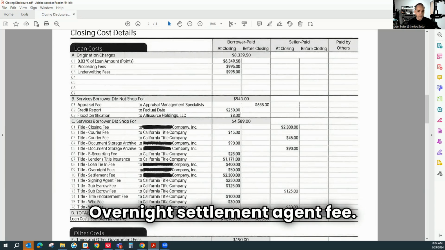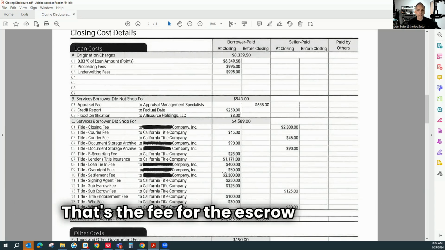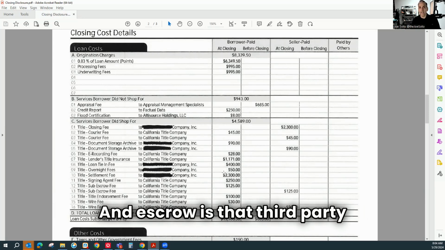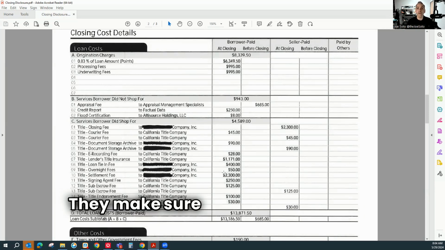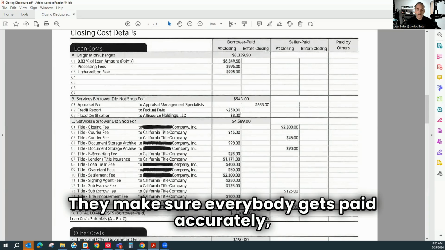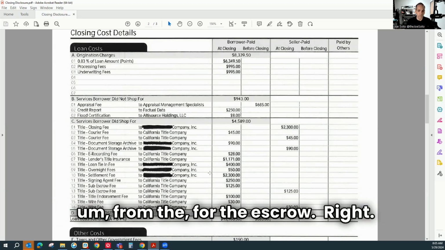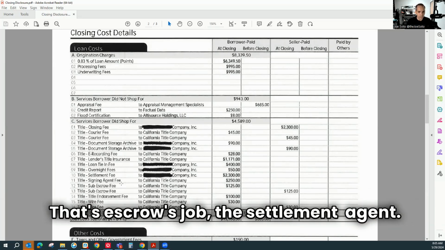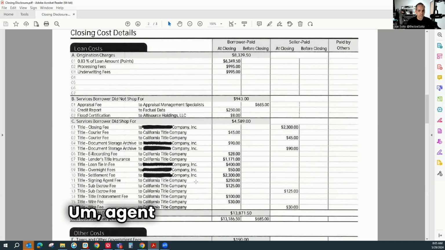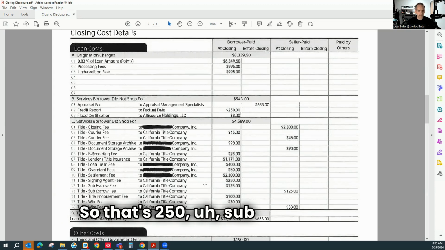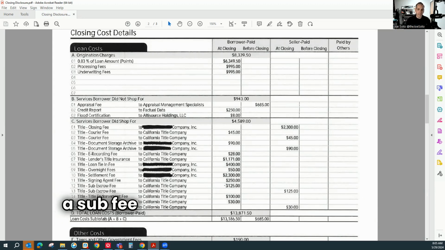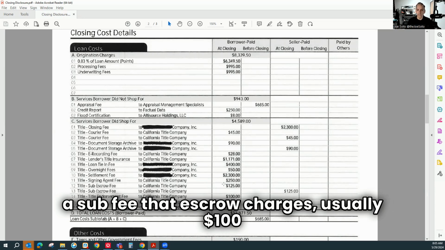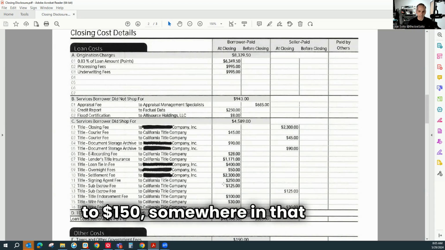Settlement agent fee, that's the fee for the escrow company, and escrow is that third party that manages all the money. They make sure everybody gets paid accurately for the escrow, right? That's escrow's job, the settlement agent. Agent signing fee is a notary fee, so that's $250. Sub escrow fee is a sub fee that escrow charges. It's usually $100 to $150, somewhere in that range.